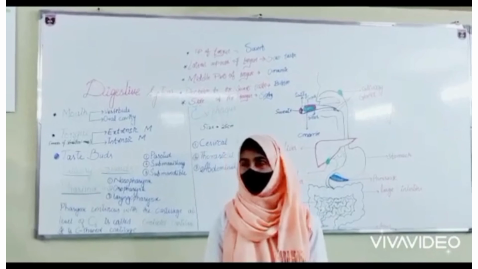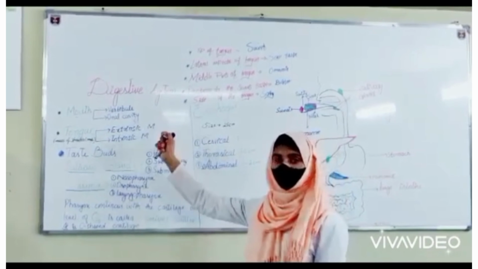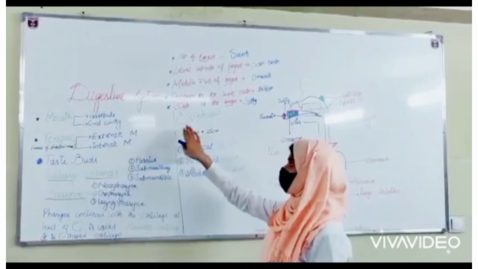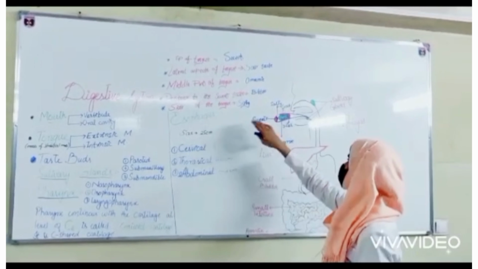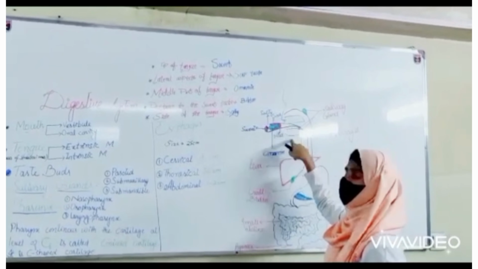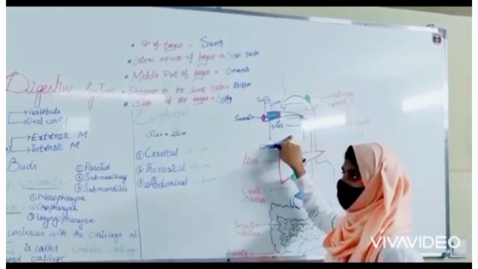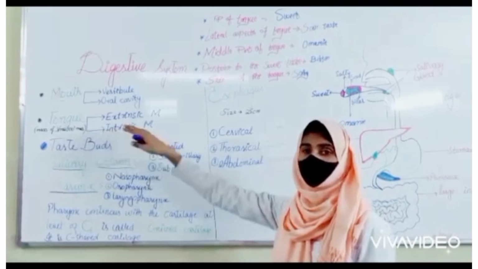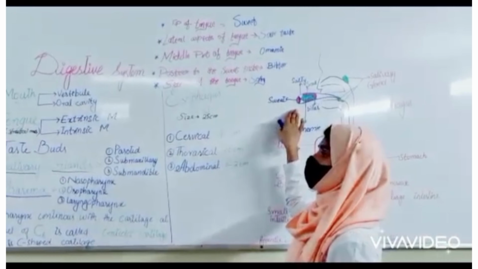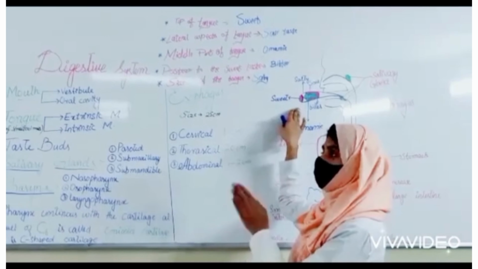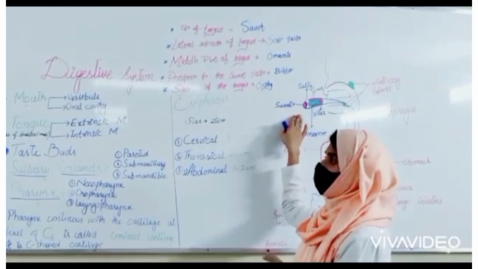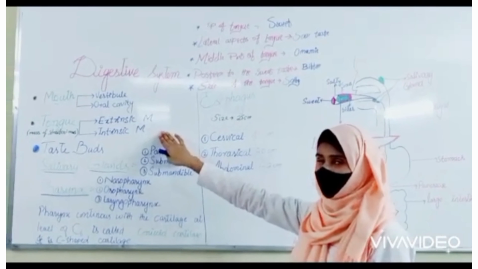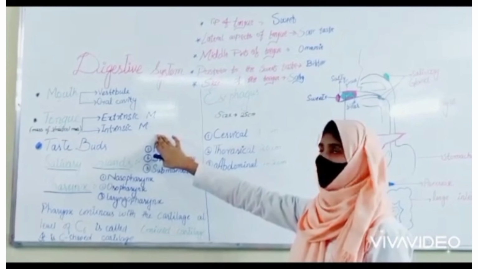Today my presentation topic is the digestive system. In the digestive system, I will explain about the mouth. The mouth consists of two parts, the vestibule and the oral cavity. Then we have the tongue. The tongue is a mass of striated muscles covered by mucous membranes. The tongue is made up of extrinsic and intrinsic muscles.